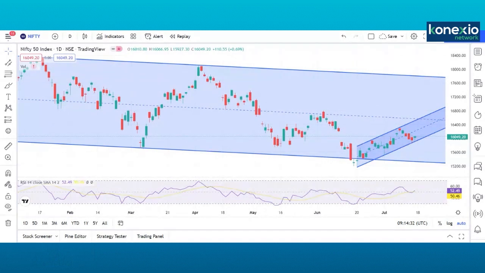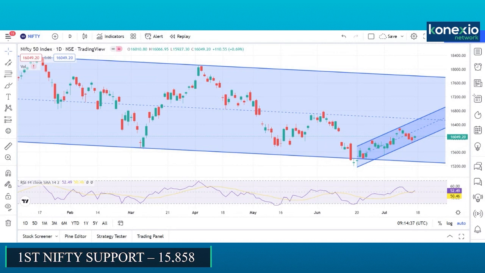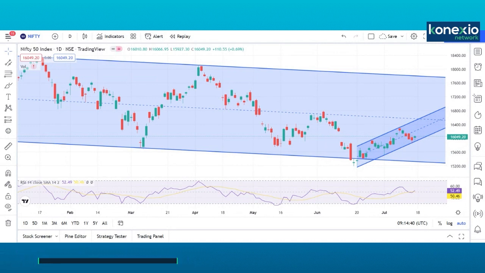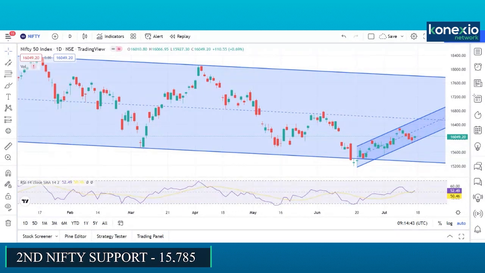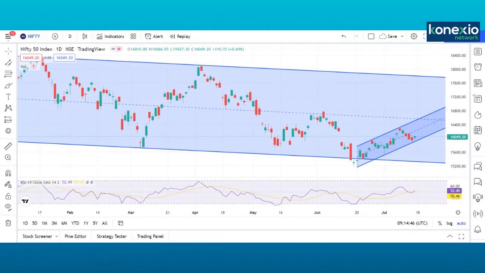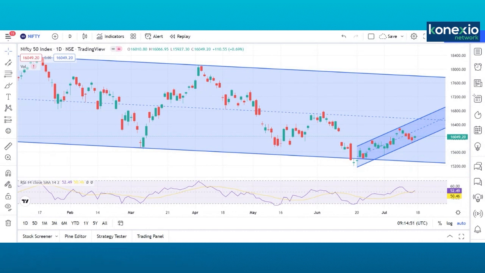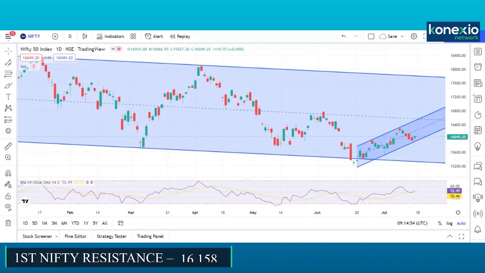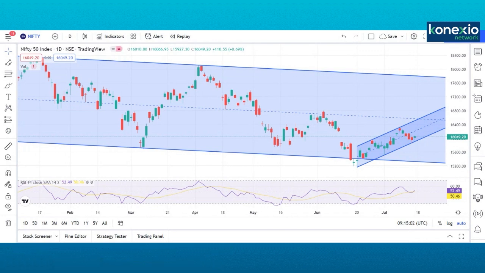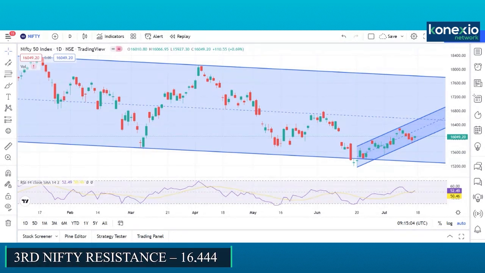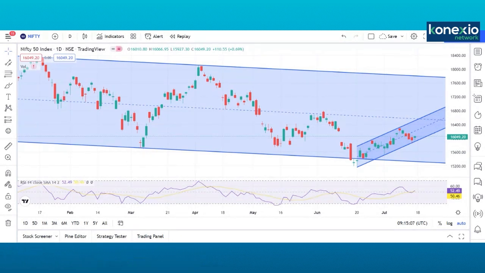Now let us discuss the important support and resistance levels for the Nifty for the next week. The first support is placed at 15,858. The second support is placed at 15,785, and the third support in the Nifty is placed at 15,511. Whereas on the upside, the first resistance in the Nifty is placed at 16,158. Then the second resistance is placed at 16,275, and the third resistance is placed at 16,444. These are the important support and resistance levels in Nifty for the next week.